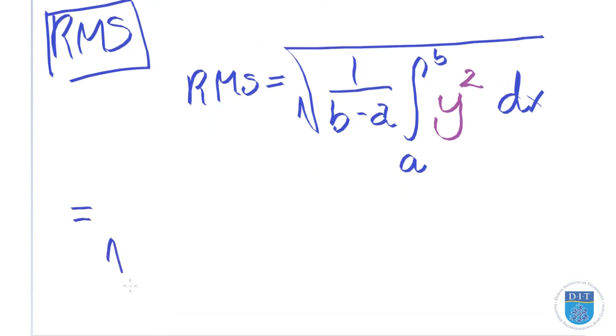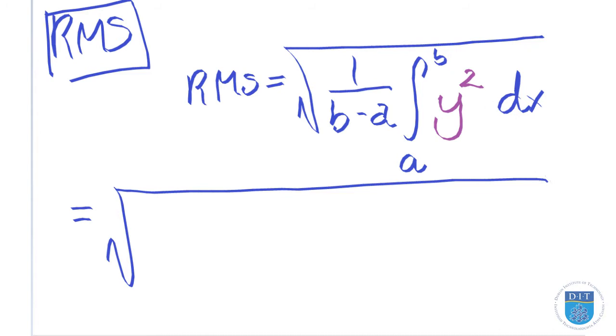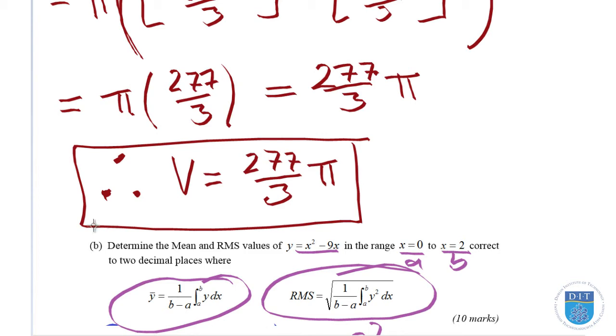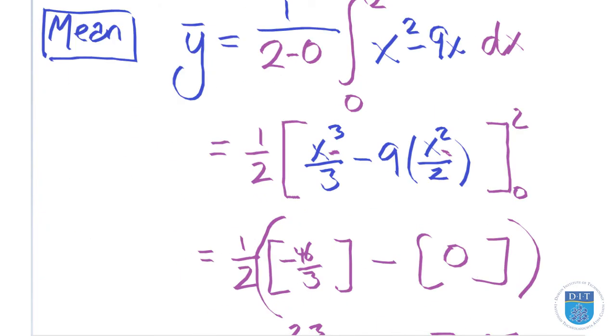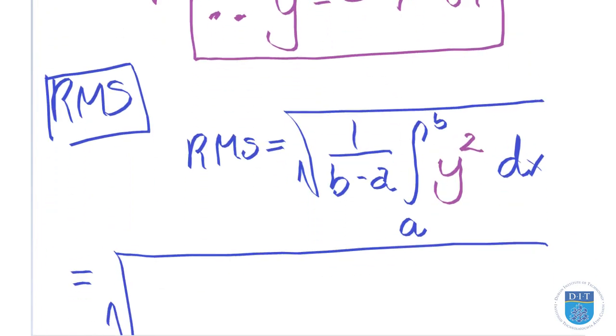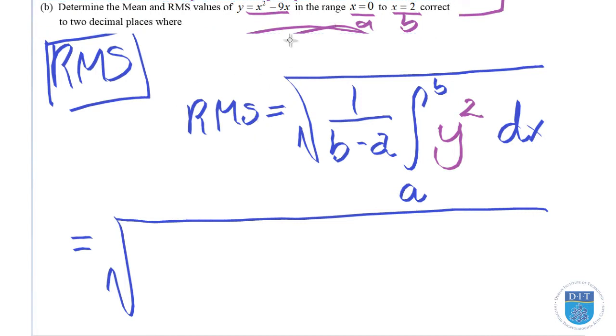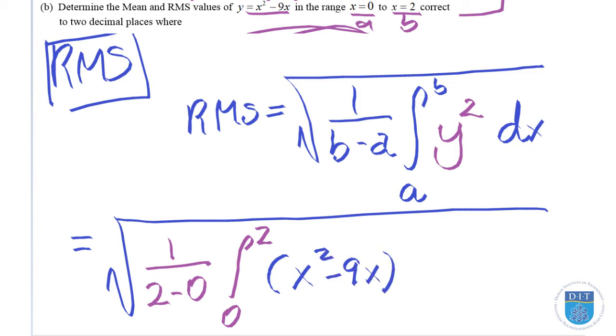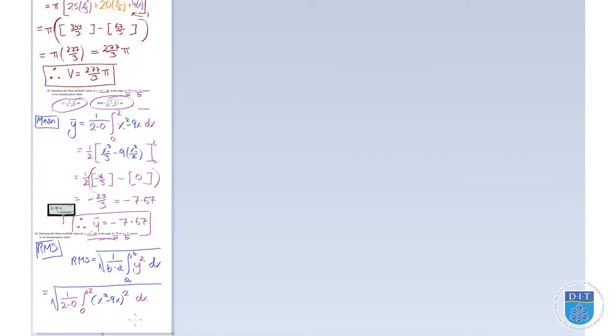Okay, so that's a square root of, put everything in. I'll go back up to the question again. What I should have done was just take the question down. There we go. Right, so the function is x squared minus 9x, but my limits are top limit 2, bottom limit 0. The b is 2, 0 for a. 1 over 2 minus 0, but the integral from 0 to 2 of the expression squared. So put it in a bracket, x squared minus 9x, and we're squaring it now, dx. Okay, while I'm at this question, I ran out of space, funnily enough, so I need to move the page down a bit.